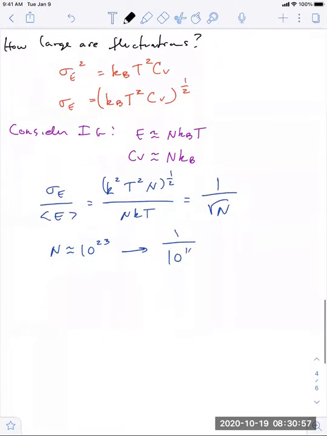But they're still important because fluctuations give rise to these capacity-like terms that we can derive, or that I showed just a second ago.